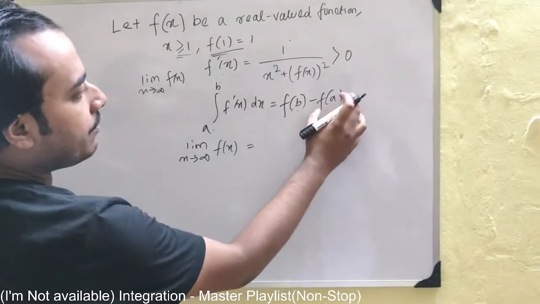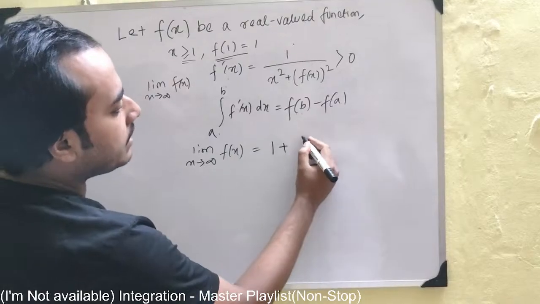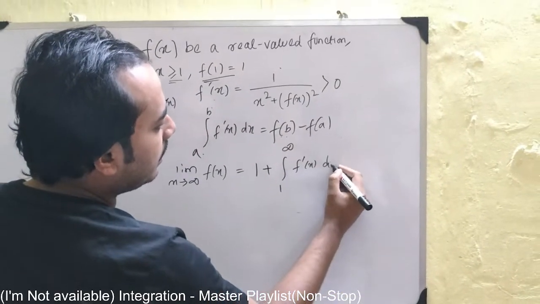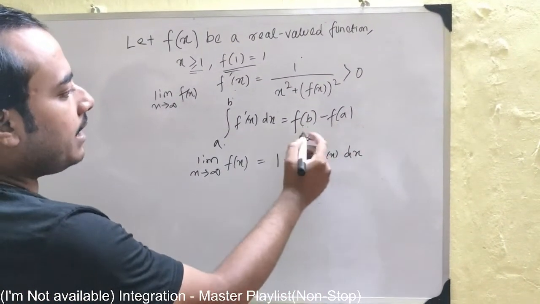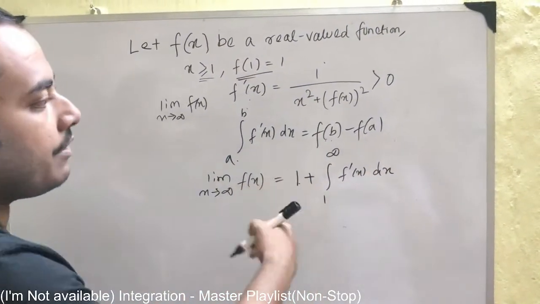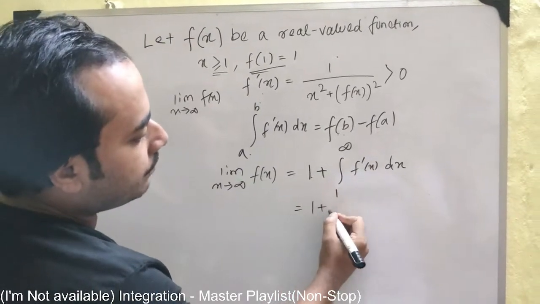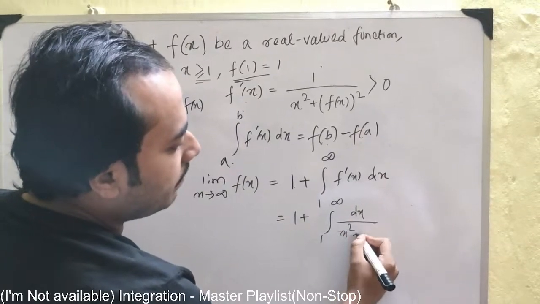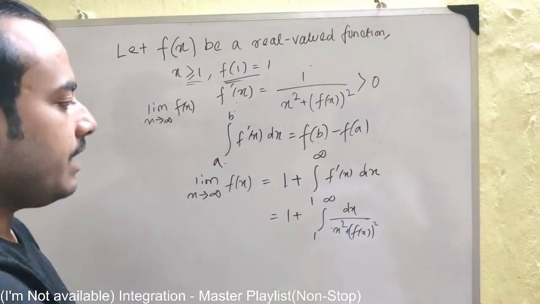So what we can write is, if you take the f(1) to this side, you can write it like 1 plus the integral from 1 to infinity of f'(x) dx. True? Because when you evaluate this, you get the limit as x tends to infinity of f(x) minus f(1), which is simply 1, and they will cancel, and it would basically give you the answer. Okay. Now, this can be written as 1 plus the integral from 1 to infinity of dx by x squared plus f(x) whole squared, correct? This is the integral you have.